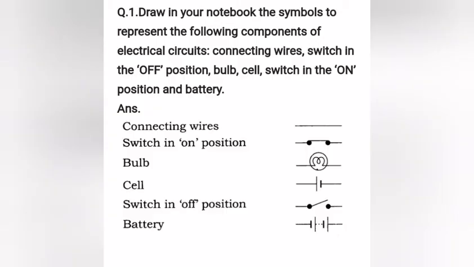First question: draw in a notebook the symbols to represent the following components of electric current: connecting wires, switch in the off position, bulb, cell, switch in the on position, and the battery. Connecting wires, a line; switch in on position, a dot plus one line between them; bulb; and the cell; switch off position; battery. That's all.